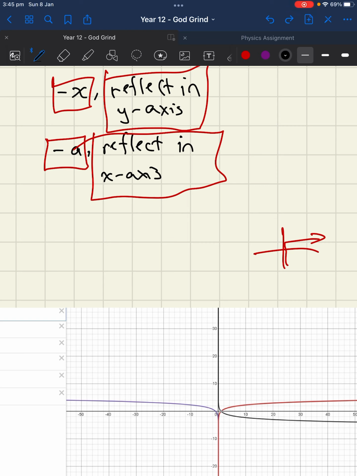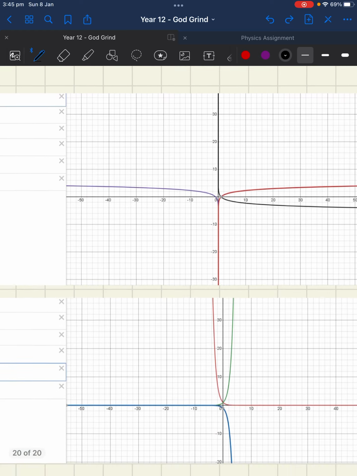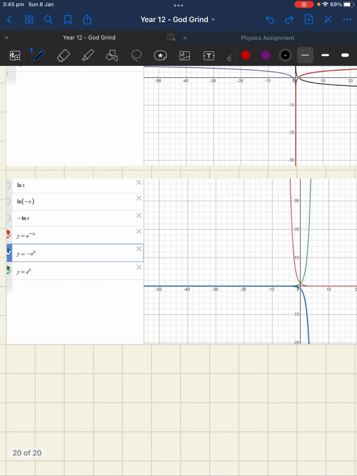So if sometimes you're looking at a logarithmic or exponential graph, and you just don't know how it's going to look, because there's like a -2 natural log x, and you're like, well, does it reflect in the x or y axis? Now you know. If it's a negative a, it reflects in the x-axis. If it's a negative x, it reflects in the y-axis. Now let's look at another example for the exponential functions.